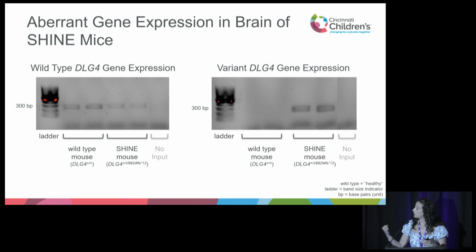On the right, we're looking at variant DLG4 expression, right? So again, we have our ladder, just like before, but this time we don't see any gene expression in the wild-type mouse. And this is what we expect, because the wild-type mouse does not have the variant. So this is good. But we see that the variant is expressed in the SHINE mouse. Now, thanks to collaboration with the tumor lab, we know that the patient also has expression of the variant. So we see this is a way in which the mouse is recapitulating what we see in the patient.